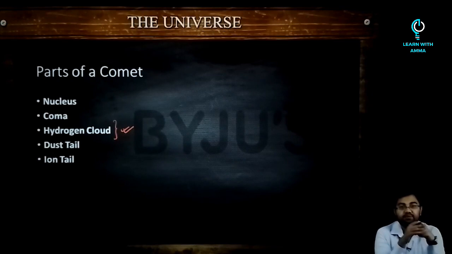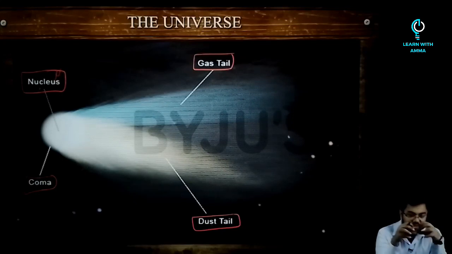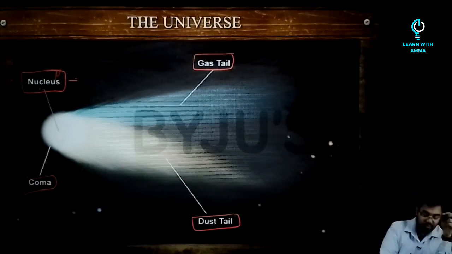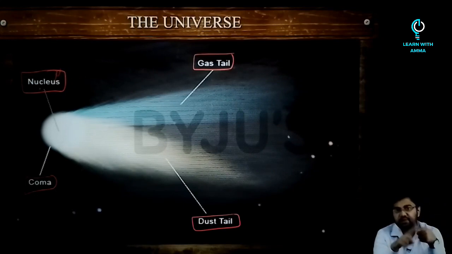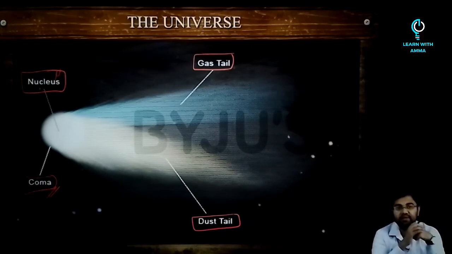So what are these? First, the nucleus. The nucleus is relatively solid and stable, mostly ices and gases, with small amounts of dust and other solids. Then the coma, the second part of a comet that we are looking at here, is a dense cloud of water, carbon dioxide and other neutral gases that surround the nucleus. So what it contains is carbon dioxide, water and some of the other gases.